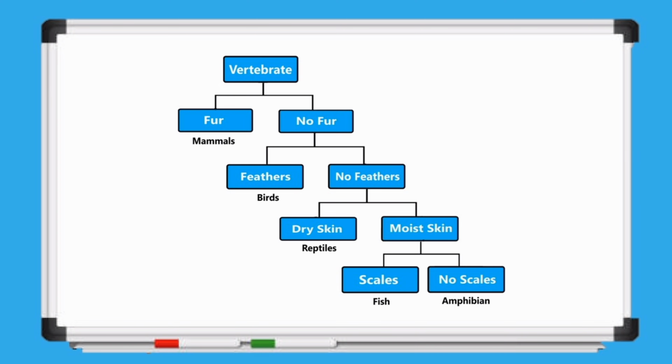If not, the key asks if the organism has dry or moist skin. Dry skin indicates a reptile, while moist skin leads to the final question, whether the organism has scales. Scales mean it's a fish, while no scales classify it as an amphibian. This series of questions helps accurately identify the organism based on its characteristics.